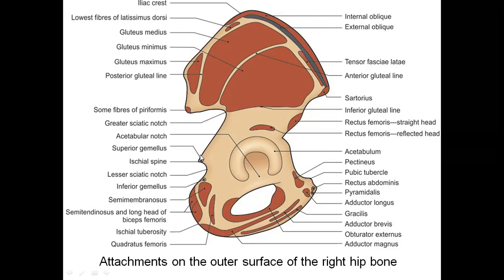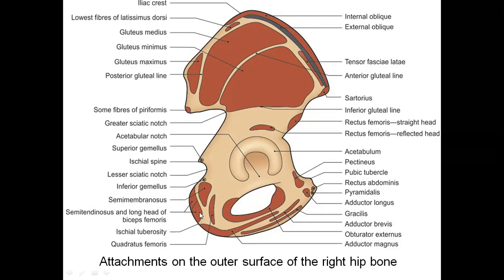Wherever the greater sciatic notch is ending, there you will see a sharp everted bone which is called ischial spine. If you just continue your journey below the ischial spine, there is one more notch which is called the lesser sciatic notch. That means if you keep this ischial spine as a landmark, above ischial spine is greater sciatic notch, below ischial spine is lesser sciatic notch. The whole of this rounded area is ischial tuberosity.